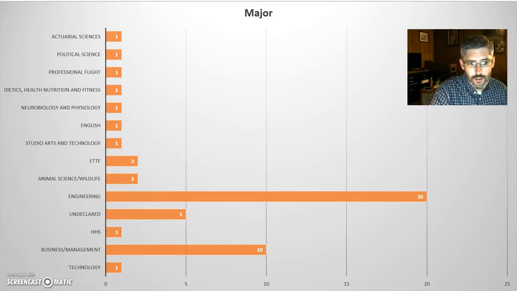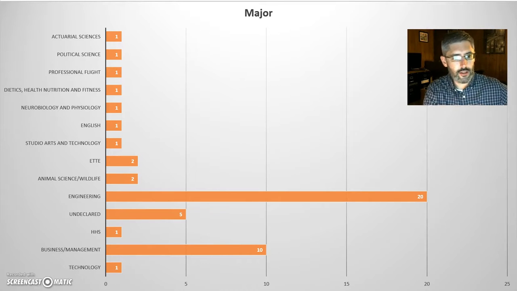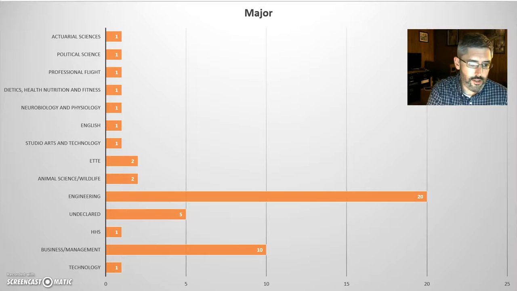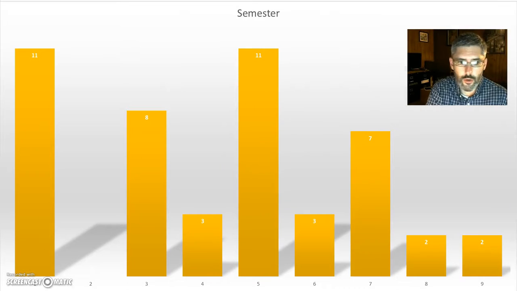As for major, we have a lot of engineers, not surprisingly. 20 of our 50 students are engineers. 10 are in the Krannert School of Management there. 5 are undeclared, and then we have a sort of distribution of a number of other subjects there. And I found this kind of surprising. I kind of thought in a sociology class I might get 1 or 2 sociology majors, but I guess a lot of people take this class as an elective, or to fill the core requirement.